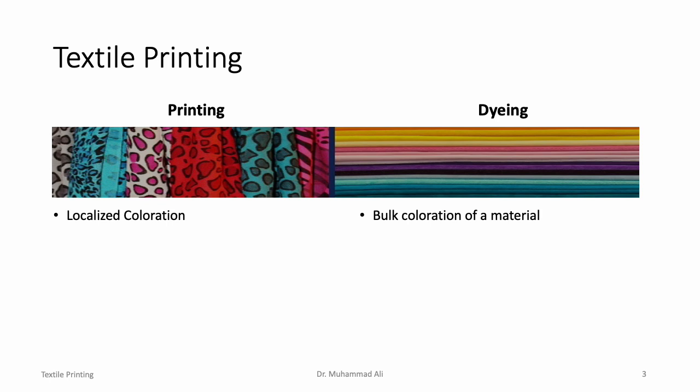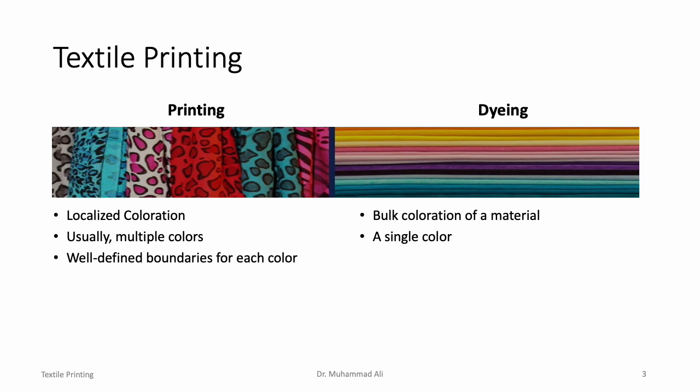In comparison, dyeing is the bulk coloration of a textile material, let's say. So you dip the entire bulk of the textile material into a dye solution and you expect all of it to be colored in the same shade. So that's called bulk coloration. In printing, usually we print multiple colors on a single fabric. In contrast, in dyeing, it's almost always a single color.